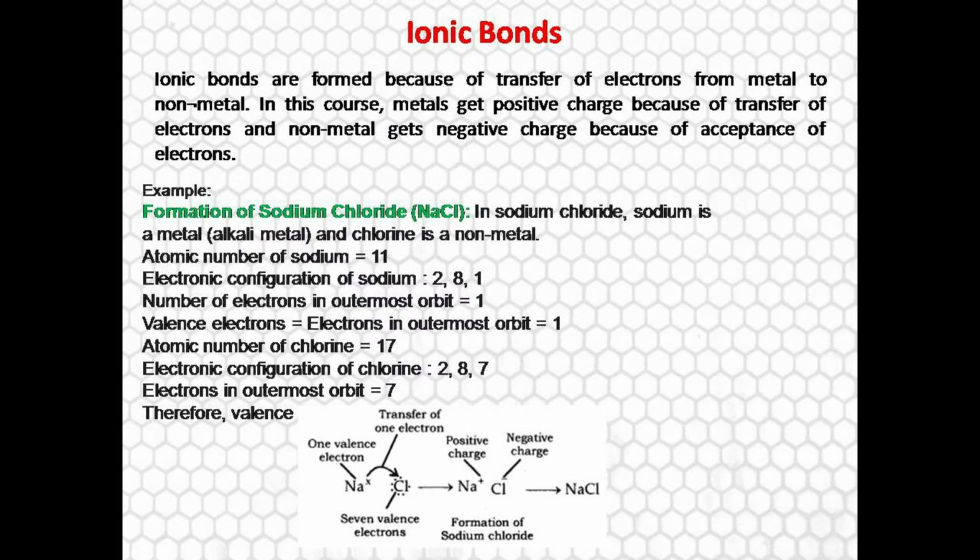Ionic bond is formed by the transfer of electrons from metal to non-metal. In this, the metal which gives the electrons contains positive charge, and because the non-metals gain the electrons, they contain negative charge. Then we have formation of sodium chloride. Sodium has 1 valence electron and chlorine has 7 valence electrons. Therefore sodium gives its 1 electron to chlorine to complete its own shell and to complete the electrons of chlorine as well. Then we have the charges, sodium plus 1 and chlorine minus 1, and therefore sodium chloride is formed.